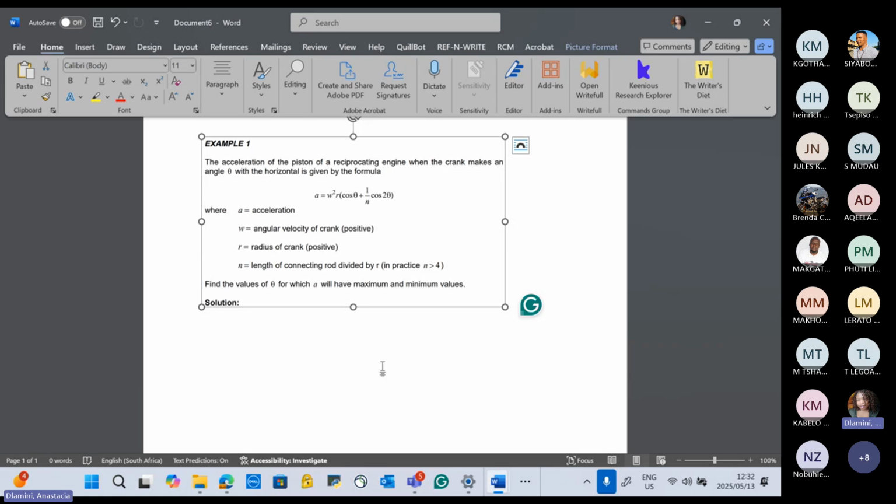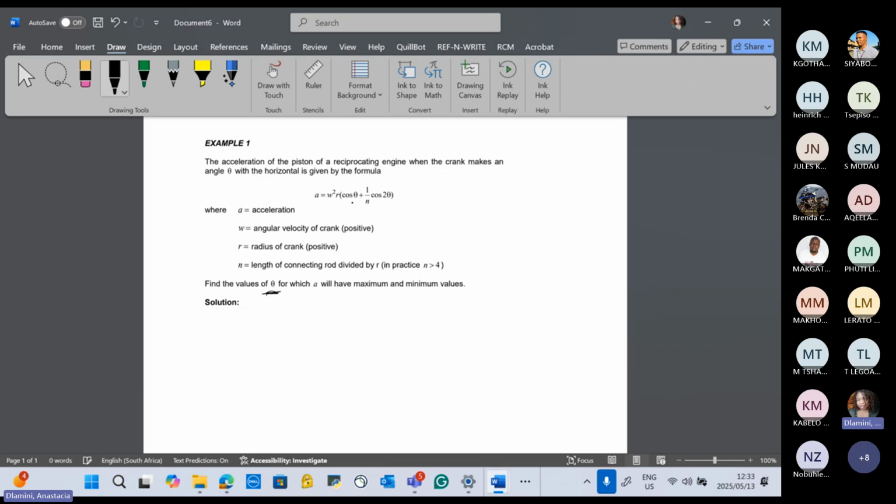We take the first derivative with respect to what, guys? Because there are so many variables. To theta. Theta. Thank you. They say find the values of theta, meaning that we take the derivative with respect to theta, for which A will have a maximum and a minimum value. So we go and take the first derivative.